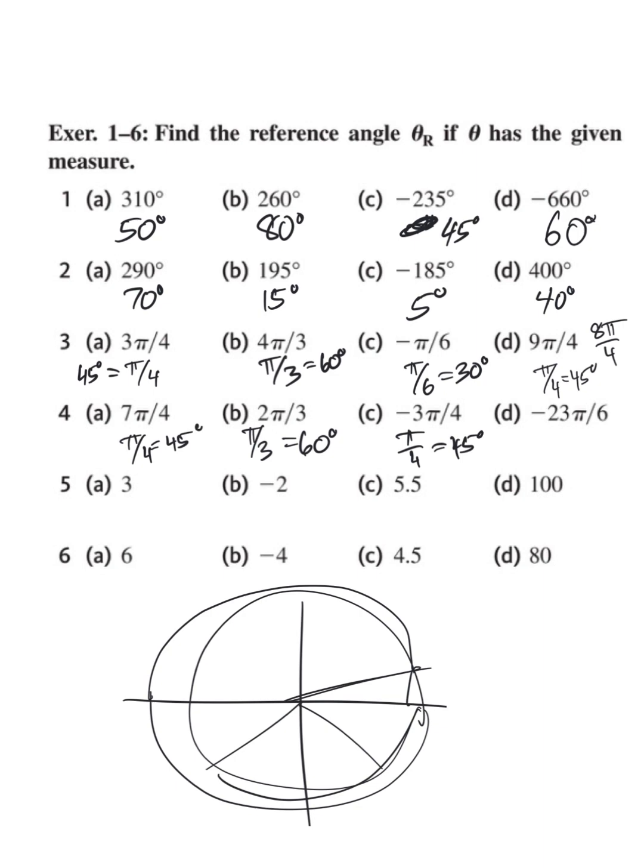This would be a pi over 6 reference and 30 degrees. That's what we want to look for. You want to know both. Now, 3, notice there's no degree symbol here or pi, so we're talking about radians.